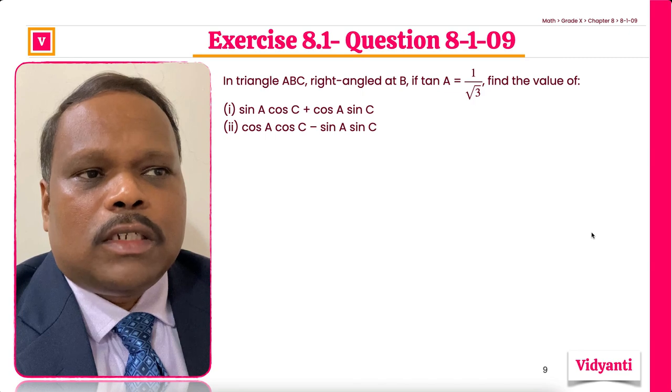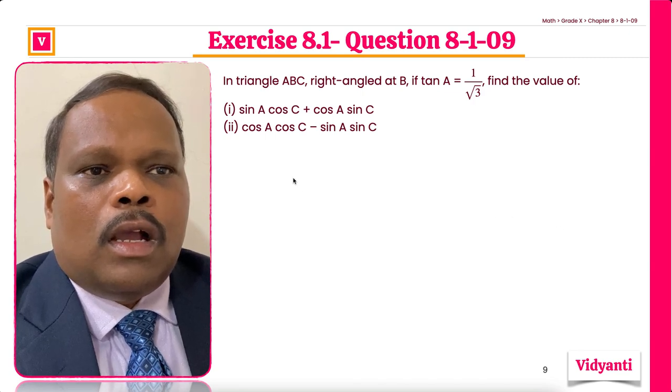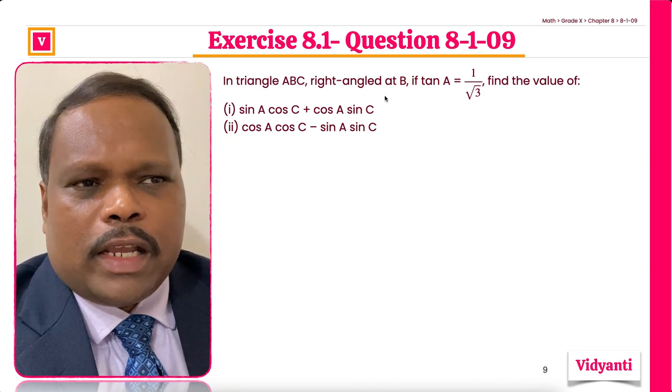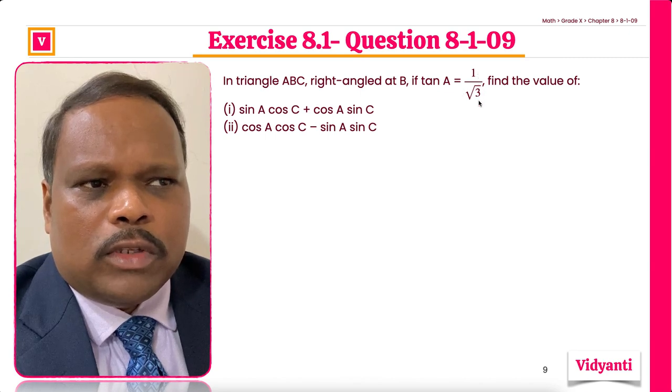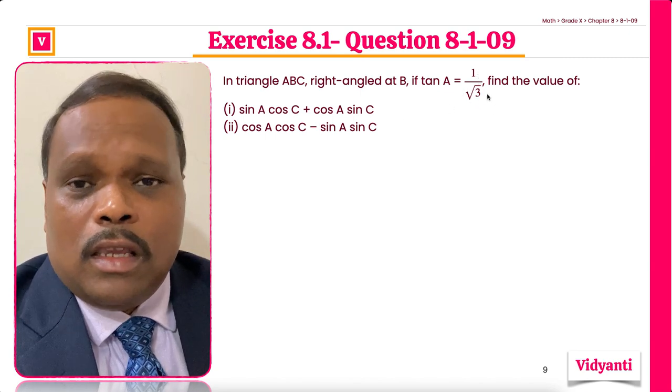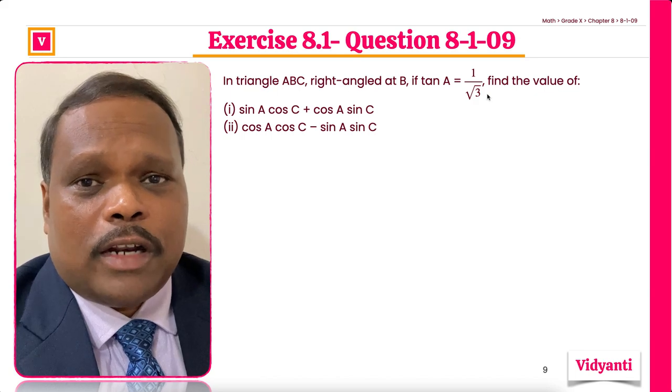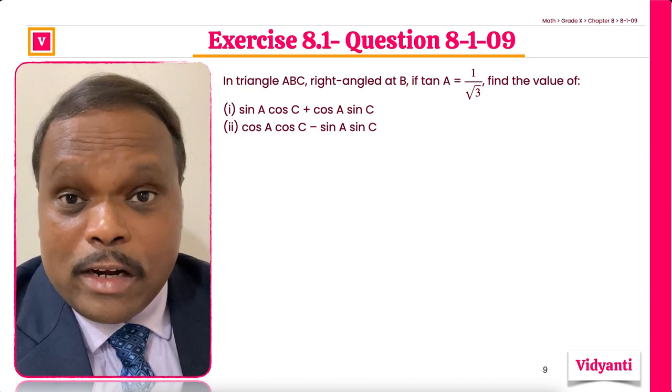Let's go to the next question, 8.19. In triangle ABC, right angle at B, tan A is 1 over root 3. Find the value of the given expressions. Well, here you don't even have to construct a triangle because this comes out to be one of the standard values.